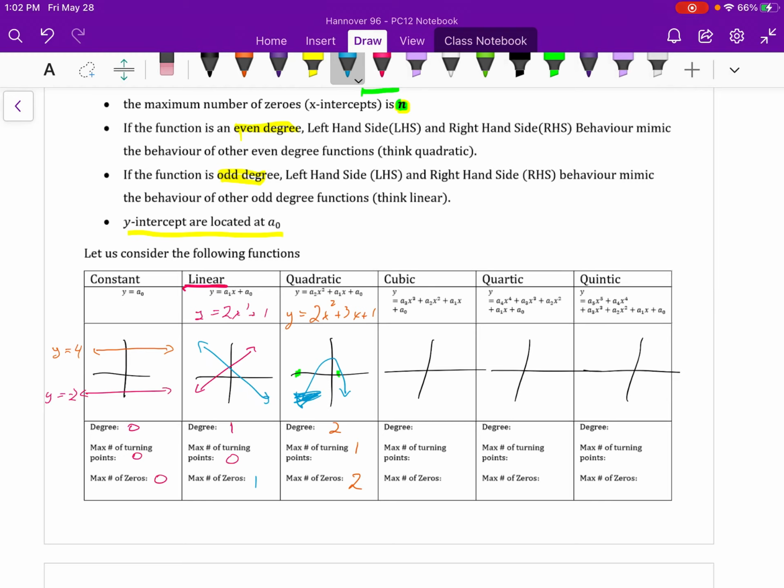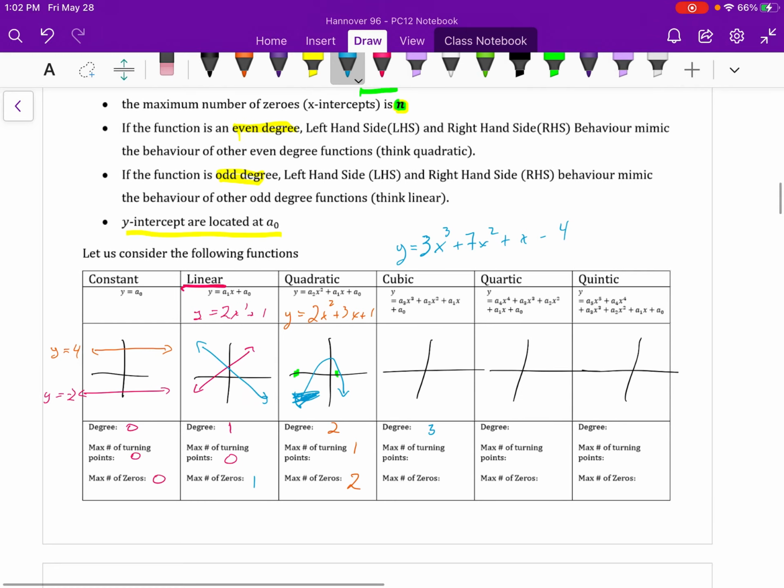Now, a cubic function. Cubic function, it is degree 3. So it might be y is equal to 3x to the power 3 plus 7x squared plus x minus 4. And I'm maybe going to get rid of that 3 just to reduce the ambiguity there. What makes it a degree 3 is the exponent. Now, what does a cubic equation look like? The graph of it might look like this.